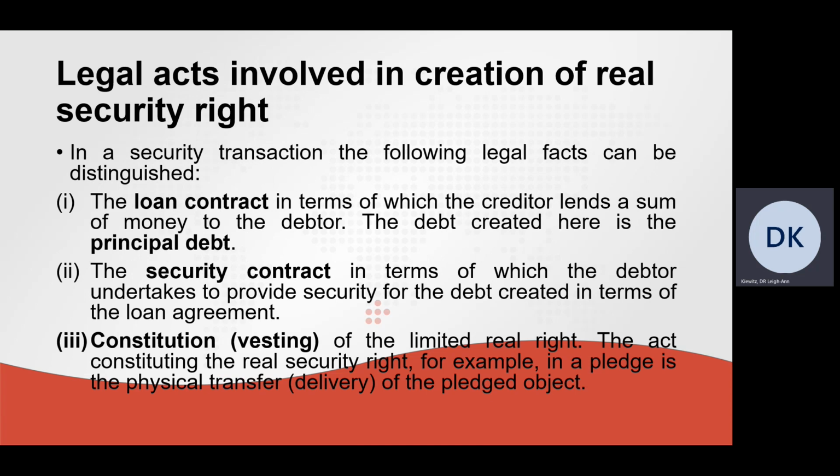The three legal acts involved in creation of a real security right are as follows. There should be a loan contract in terms of which the creditor lends a sum of money to the debtor. The debt created here is the principal debt. Second, the security contract in terms of which the debtor undertakes to provide security for the debt created in terms of the loan agreement. Thirdly, there should be vesting of the limited real right. Vesting takes place where there has been delivery of the thing to the creditor.